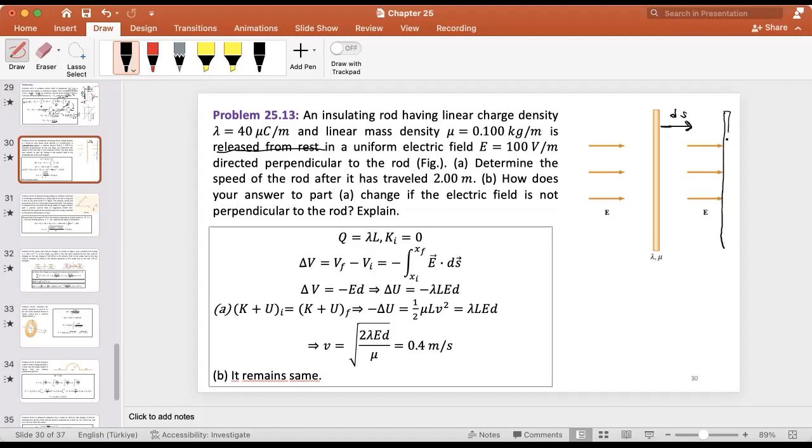Okay, so it moves like 2 meters. Anyway, you can understand. You are clever, guys. So how can I calculate its speed? Of course, if I use energy transformation, I know total energy is conserved, always conserved in an isolated system.